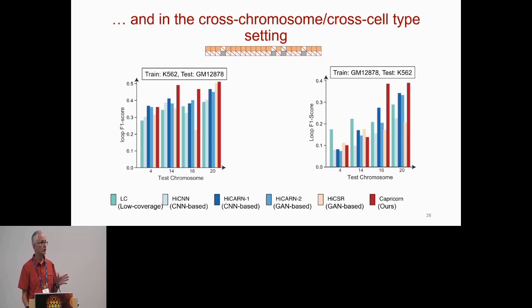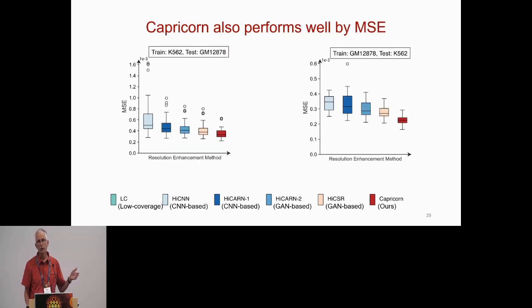One of the things we wanted to be sure of is that we didn't just do well on things like loop calling, so we went back and measured the mean squared error. This shows that by incorporating a loss function that has mean squared error plus all these other terms, we don't discard our ability to do well by mean squared error. We're improving in that realm as well.